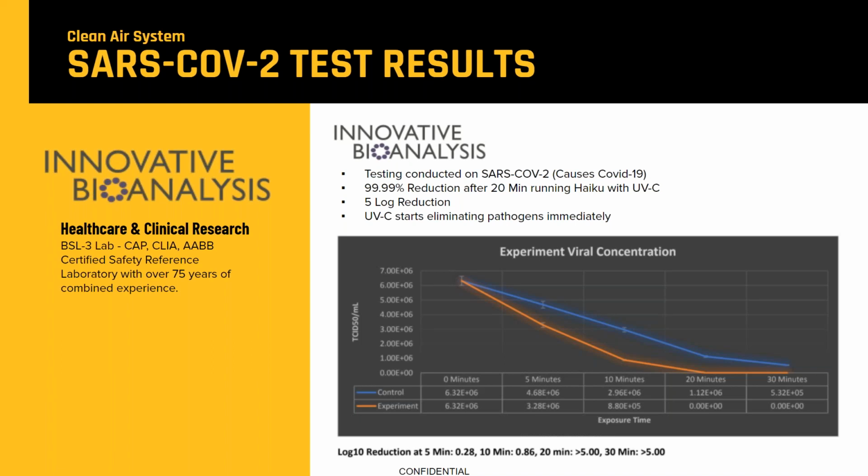Once again, look at the chart between the 0 and 10-minute mark. You can see well over a 50% reduction in SARS-CoV-2 just within the first 10 minutes. You can see 20 minutes, we're at 99%, and at 30 minutes, we're at 99.99%.